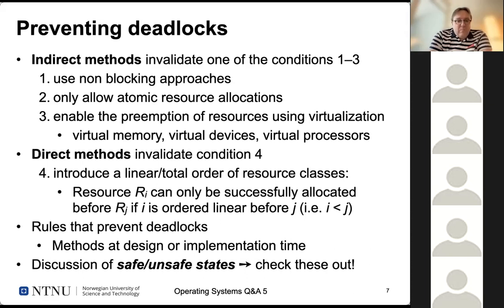Now this helps, but of course this is not very practical, because in the real world, which resource ordering should you actually choose? Which one would be appropriate here? And it would make life very hard for a program. You could also imply rules to prevent deadlocks using methods at design or implementation time. And we've also discussed safe and unsafe states to prevent and analyze deadlocks. So these are also a bit more complex. So I'm not going to summarize them here. Please check them out, they're important.